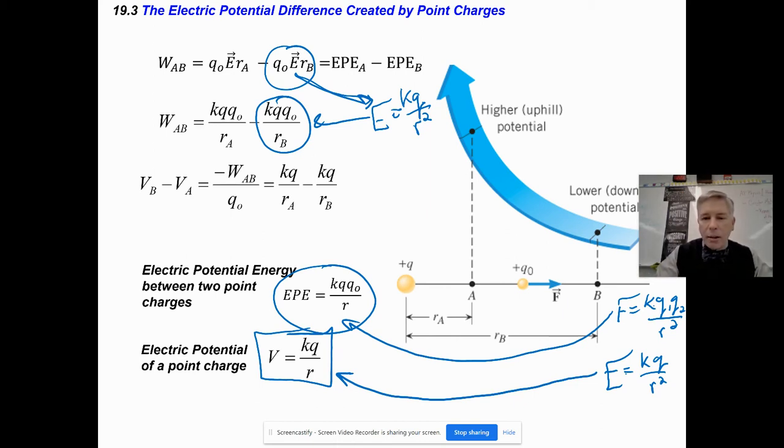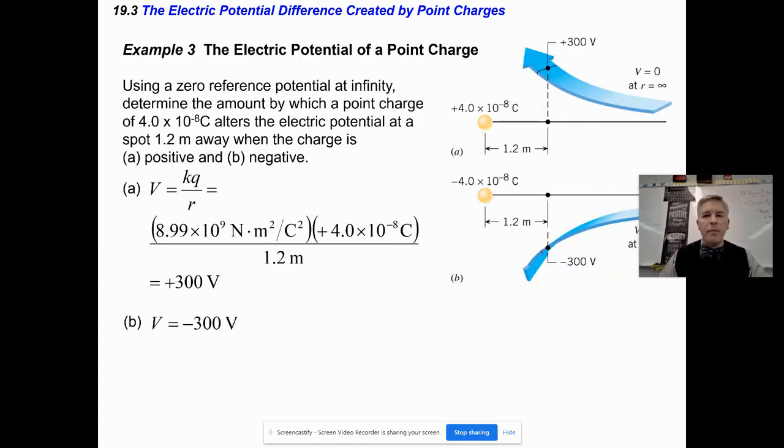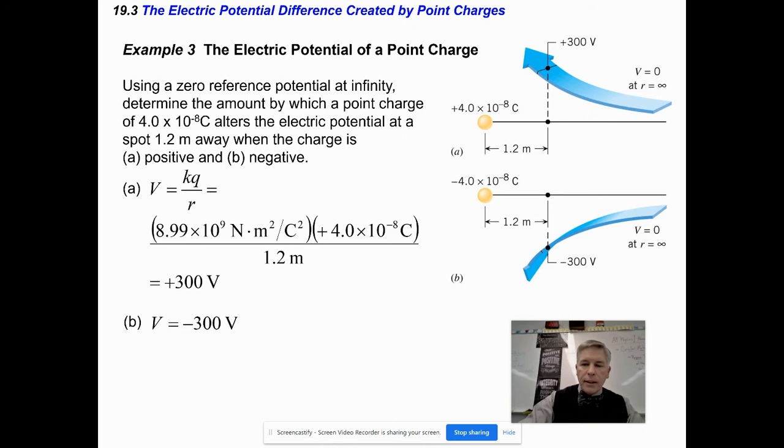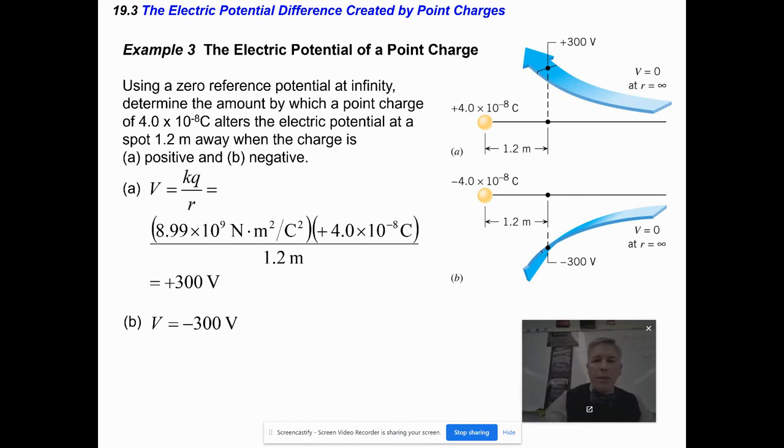So if I had some charge, this particular charge here, and another little test charge there, it's going to feel a force because it's positive, and it's going to move from higher potential when it's closer to this to lower potential. So we could actually calculate the potentials, or we could look at the energies. Use this idea. Let's say that I have a point charge right here, this 4 times 10 to the minus 8 coulombs. It's going to alter the electric potential at a point 1.2 meters away.